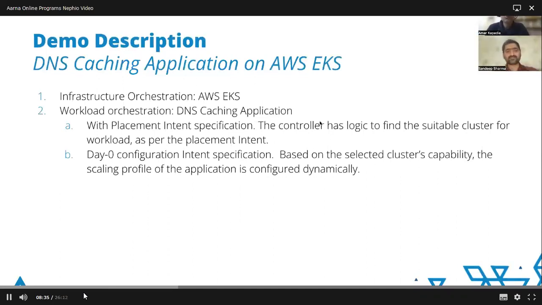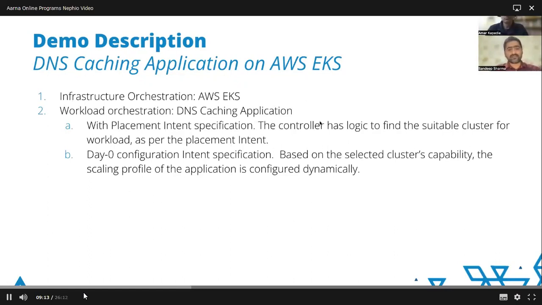Okay, so in this demonstration, what we are going to show is the orchestration of the infrastructure, and then the automation, which basically prepares that infrastructure for the workload deployment. Followed by that, we are going to orchestrate workload, and workload in our case is caching DNS application. So we will see how the placement intent that is specified during the workload orchestration selects the clusters which are created by the infra automation that we are going to show.